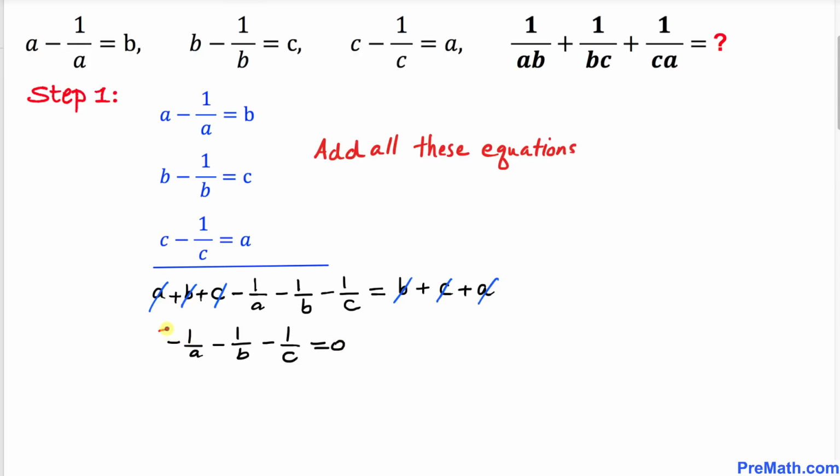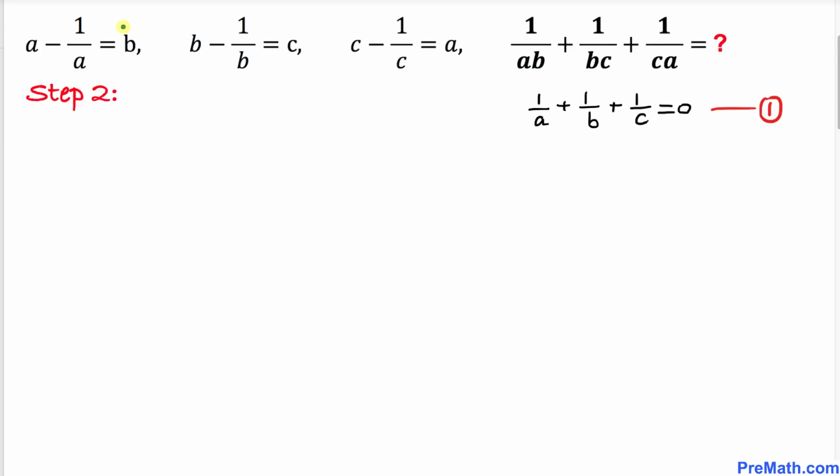Let me multiply by negative sign across the board with each and every term. So negative times negative becomes positive 1 over A, and positive 1 over B, plus 1 over C, equal to 0. Now let me call this equation number 1. Here's our next step. Let's focus on these equations once again.